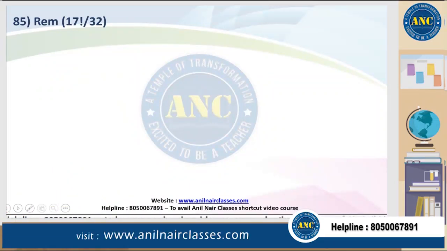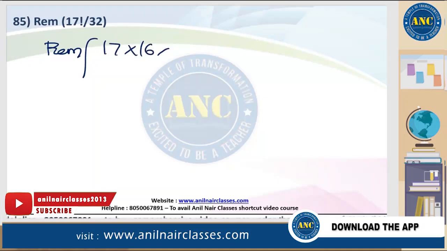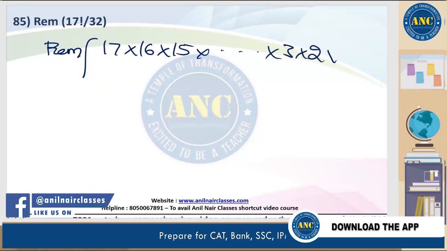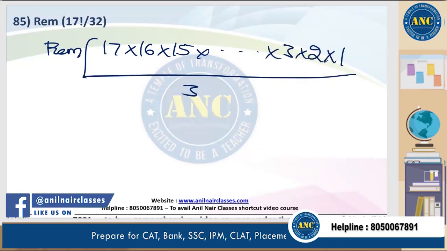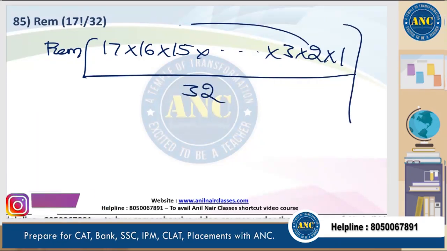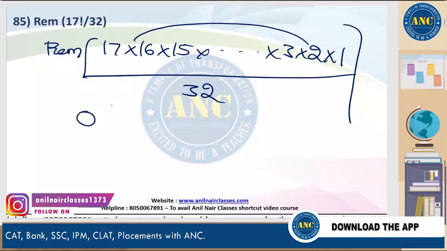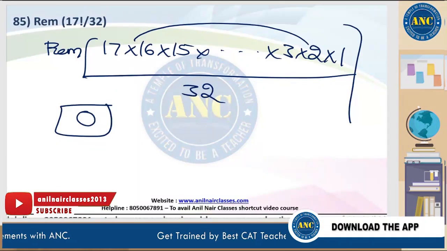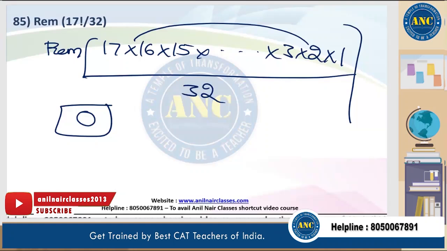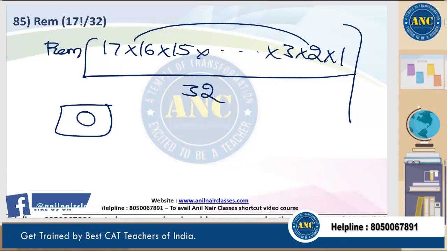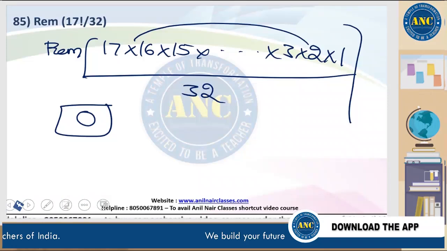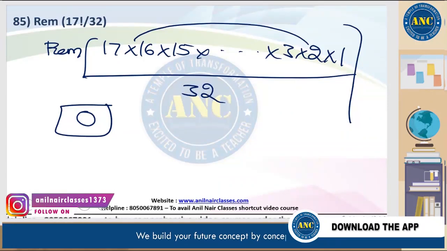17 factorial by 32. Think logically. 17 factorial is 17 into 16 into 15 and so on up to 3 into 2 into 1 when divided by 32. 16 twos are 32. 32 into any number divided by 32, remainder 0. Idea clear?